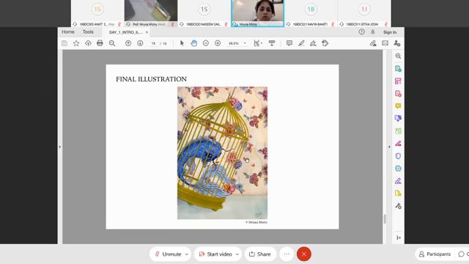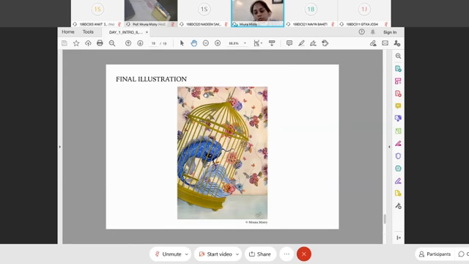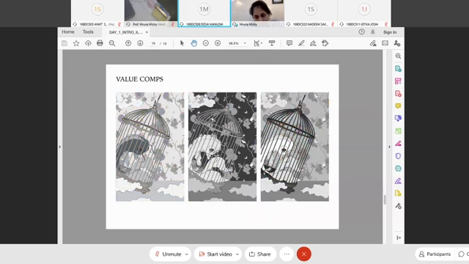Okay? So let's go to the assignment. Do any of you have any questions? Any questions? Ma'am, the value comp you showed for this illustration, the wallpaper had the dark shades, right? In the middle one. Did you use that one, or out of these three, which was the value comp of the final artwork?